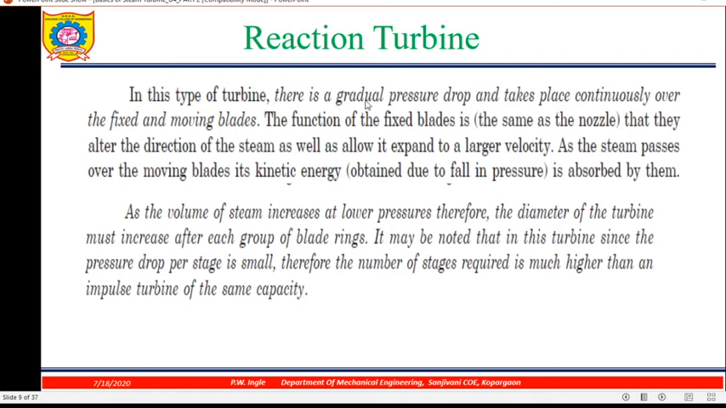Now reaction turbine. In a reaction turbine, there is a gradual pressure drop that takes place continuously over the fixed and moving blades. The function of the fixed blade is the same as that of a nozzle. But here instead of one or two nozzles, a number of fixed plates are mounted on the casing. So here again, as the volume of steam increases at lower pressure, the diameter of the turbine must increase after each group of blade rings. It may be noted that in this turbine, since the pressure drop is small, the number of stages required is much higher than the impulse turbine of the same capacity.